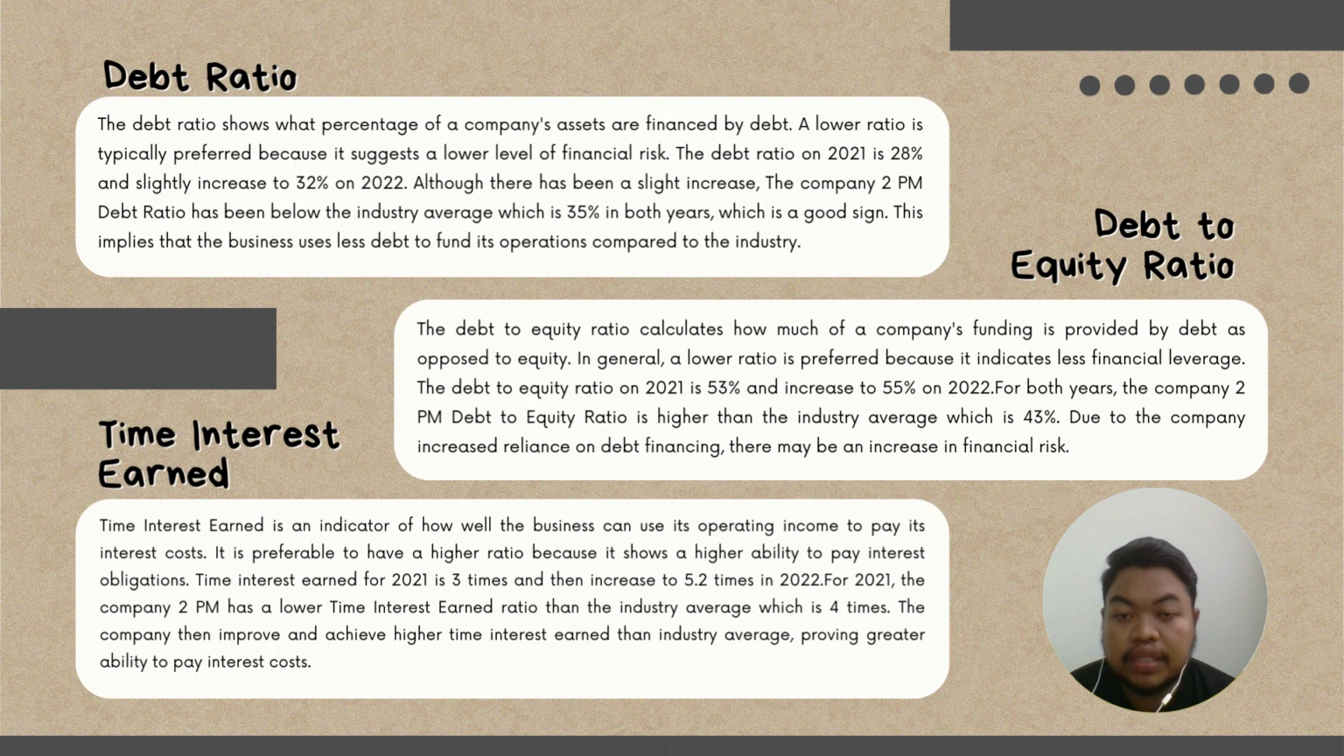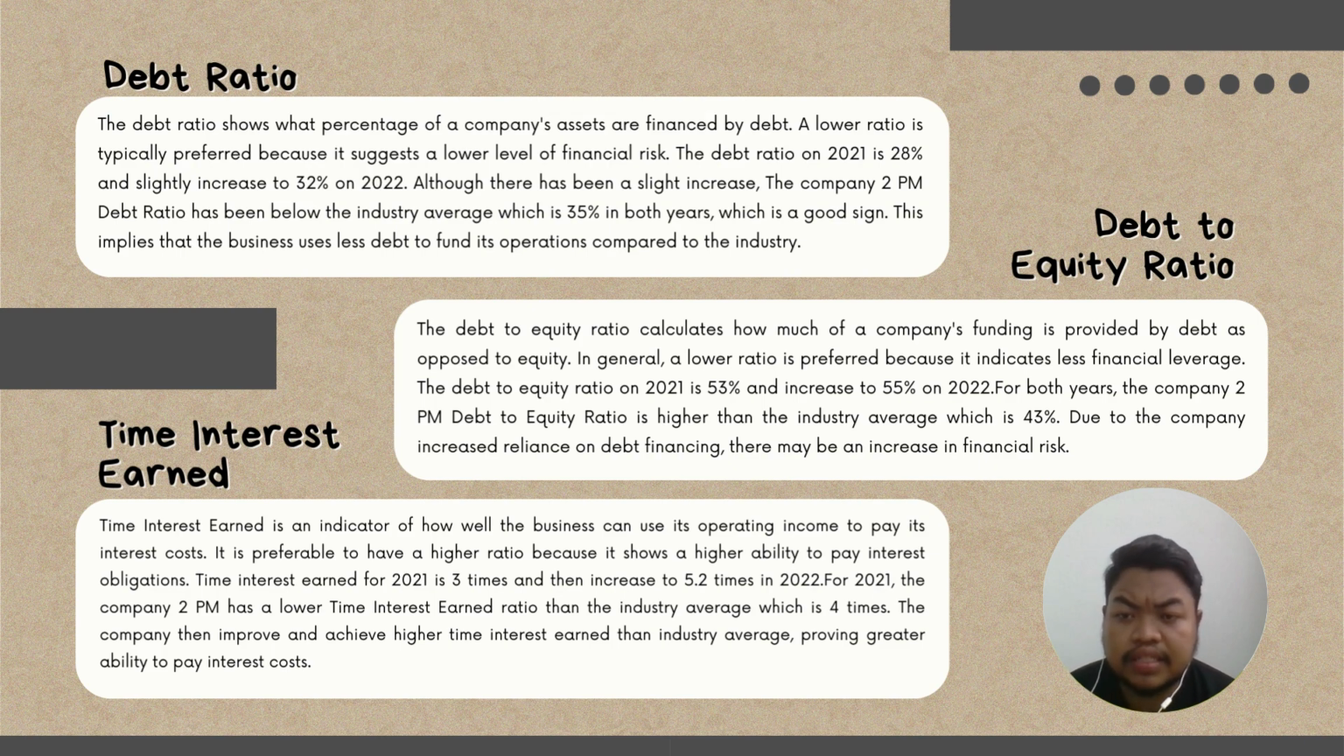The debt to equity ratio in 2021 is 53% and increased to 55% in 2022. For both years, the company 2PM's debt to equity ratio is higher than the industry average, which is 43%. Due to the company's increased reliance on debt financing, there may be an increase in financial risk.